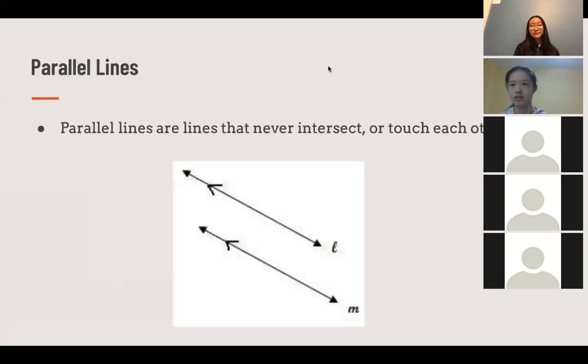Okay, so types of lines. Parallel lines are lines or line segments, I guess, that will never intersect or touch each other ever. So for example, in this picture, line L and line M are parallel. And you can tell they're parallel because they have these other arrows in the middle of the line, which is a symbol that indicates that they're parallel.